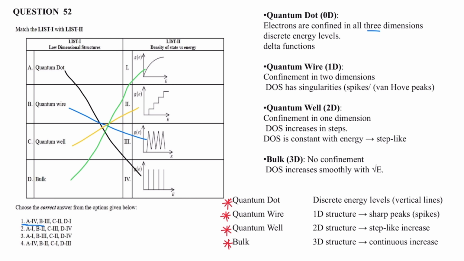So let us see some more points. Quantum dot is confined in all the 3 dimensions. It is having discrete energy levels, and the energy levels are delta functions. Quantum wire is one dimensional, confinement in 2 dimensions. Density of states has singularities, that is spikes. For quantum well, confined in one dimension, density of states increases in steps. Bulk is 3-dimensional, there is no confinement, density of states increases smoothly with respect to root E.